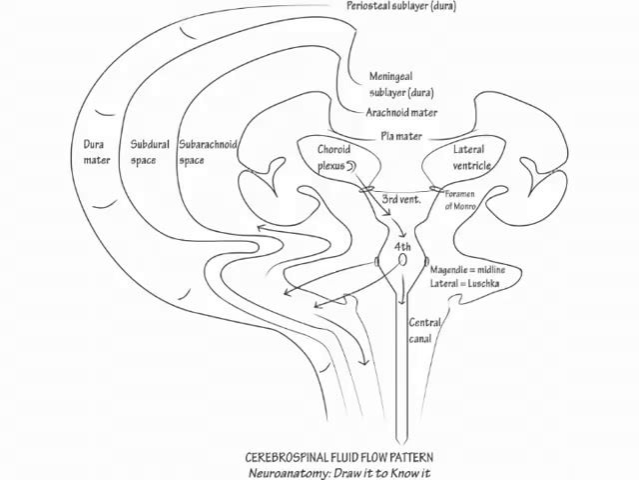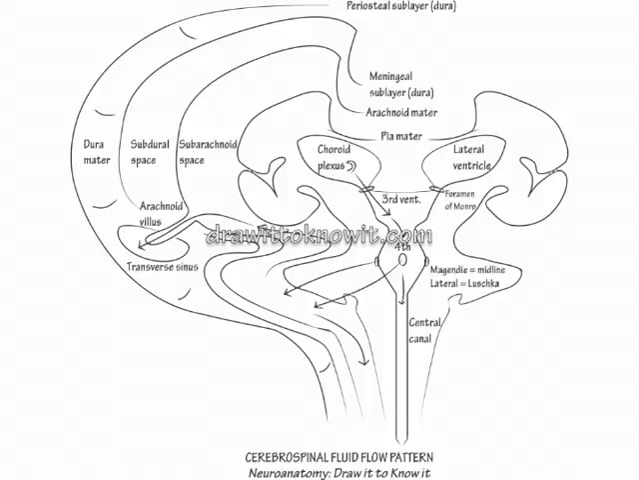Next, show an arachnoid villus extend from the subarachnoid space through the subdural space into a venous sinus, in this instance the transverse sinus. Indicate that fluid passes into the arachnoid villus to be reabsorbed within the venous sinus. This concludes our cerebrospinal fluid flow diagram.